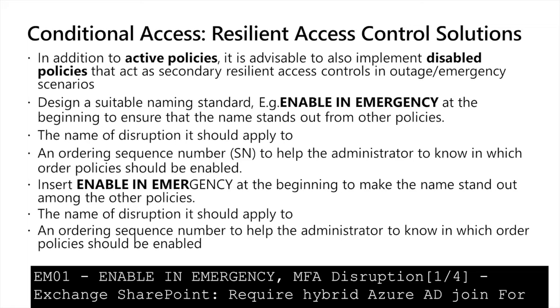So basically what happens in an emergency, if something fails or something happens, then this policy will kick in. So you can see EMO1, enable in emergency, MFA disruption. So if there is, for some reason, a disruption in the multi-factor authentication service, in this case, it's saying it requires a hybrid joined machine for VIP users. So they can only get access to their data if they're using an approved machine. Okay, I love this feature.